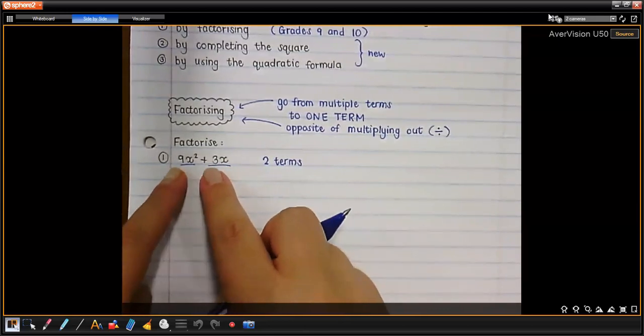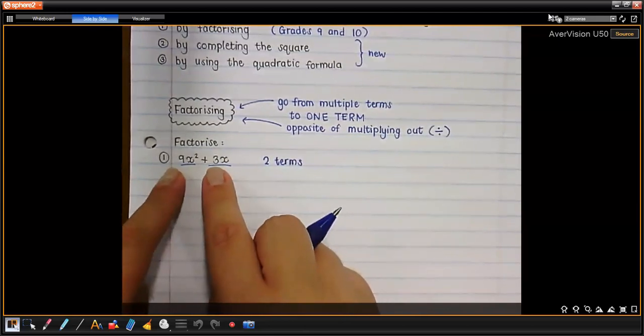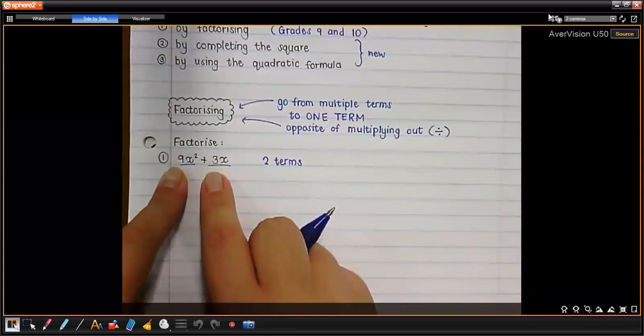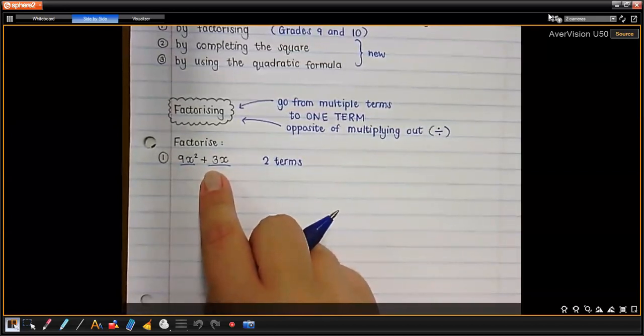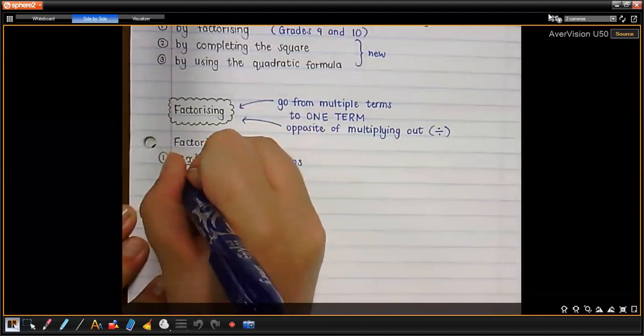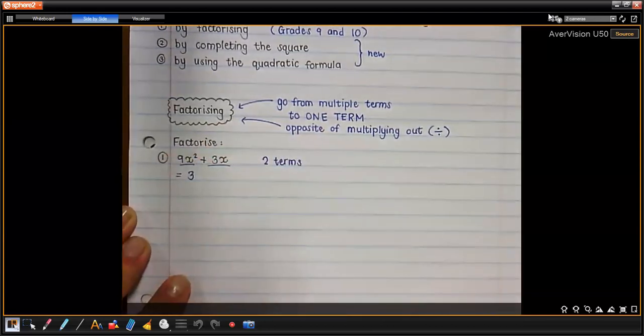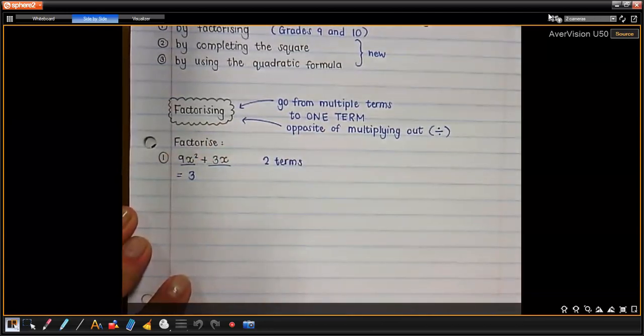So we start with the numbers. We have 9 and 3. Which number can go into both 9 and 3? 3. Now, I used the wrong words, hey? Which number can divide into 9 and 3? 3, right? So 3 is a part of our common factor. So we put the 3 down. We might have another part of the common factor, we might not.